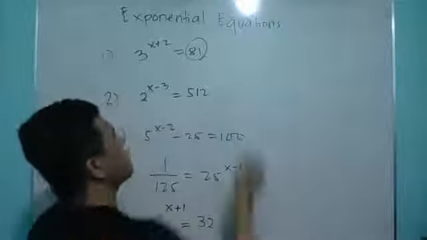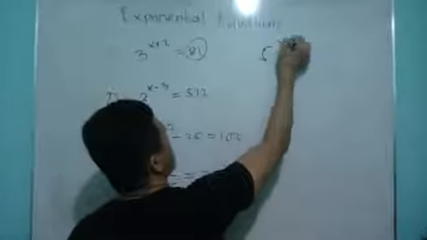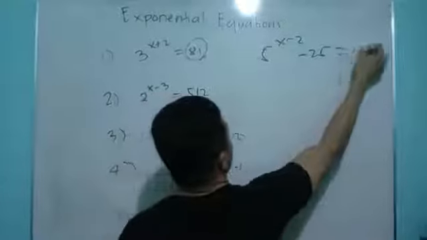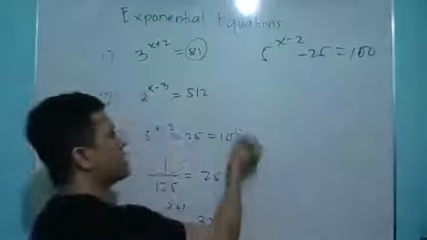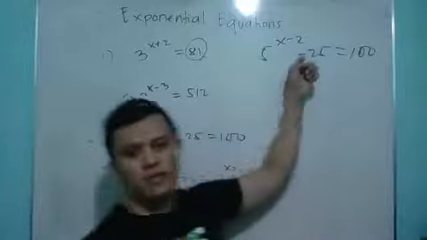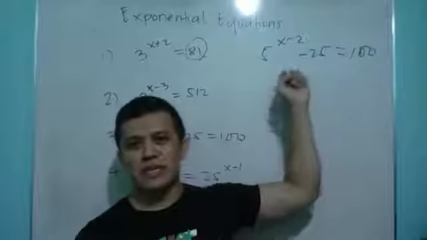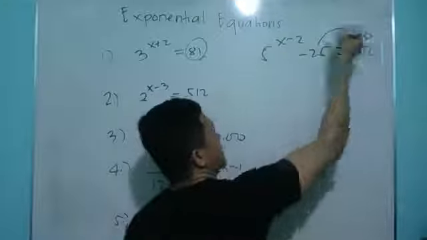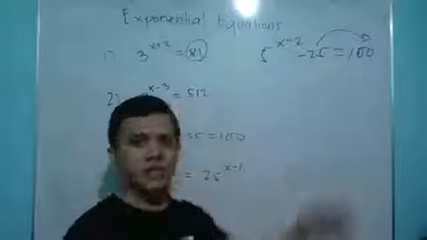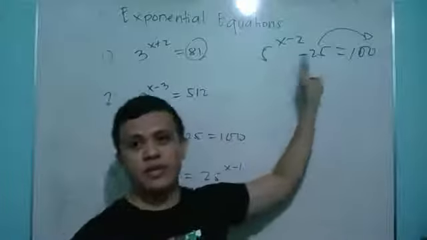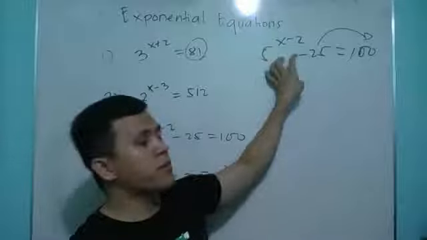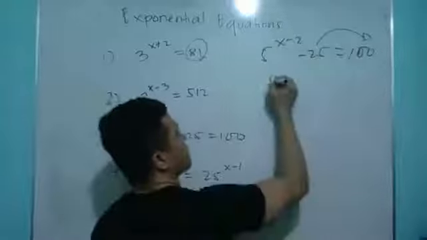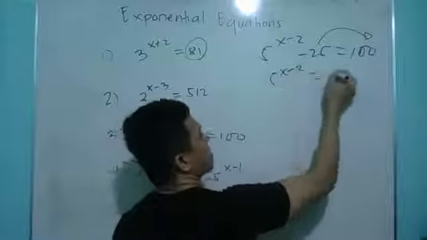We have 5 raised to x minus 2 minus 25 is equal to 100. Okay, as you can see, this one is a bit confusing, but actually it's not. It's just a very tricky question. So just transpose that. When there's no exponent, transpose it to the other side. So you always have the exponential form with the base and the unknown on one side. Okay, so 5 raised to x minus 2 is equal to 100.